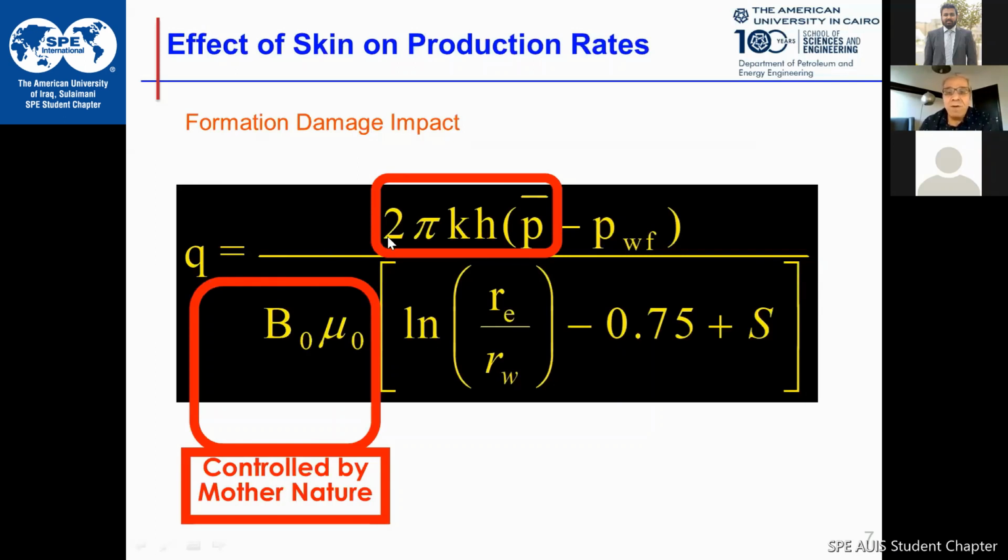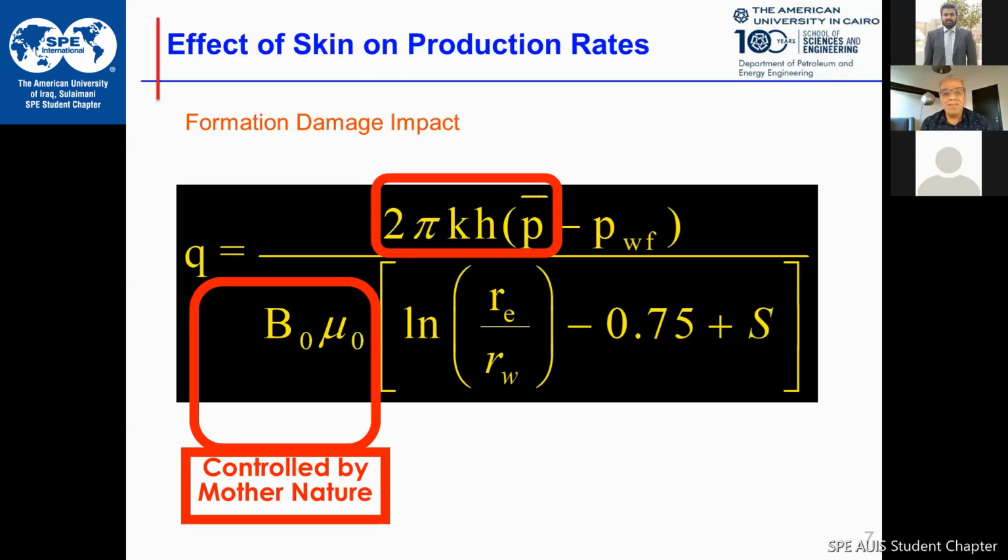And in the numerator of this equation, we have k that stands for permeability of the reservoir, h is the thickness of the reservoir, and P bar, which is the average reservoir pressure. These variables we cannot control. And in the denominator, in the red square, we have oil formation volume factor, which is B sub o, and viscosity of oil.